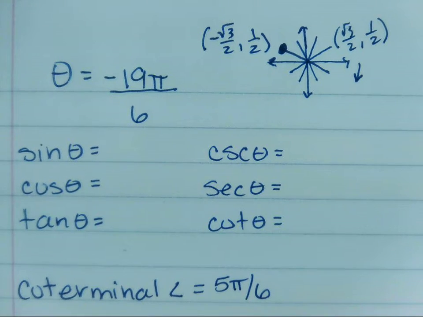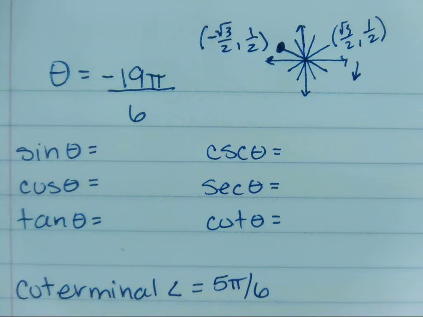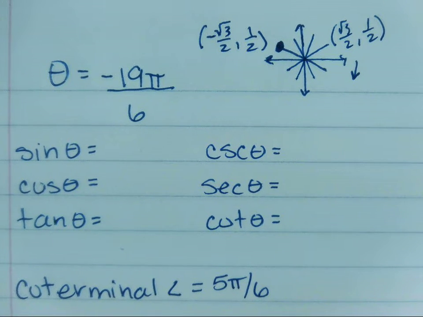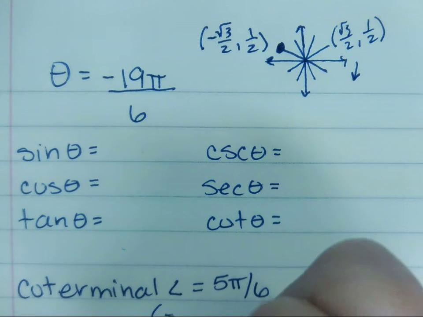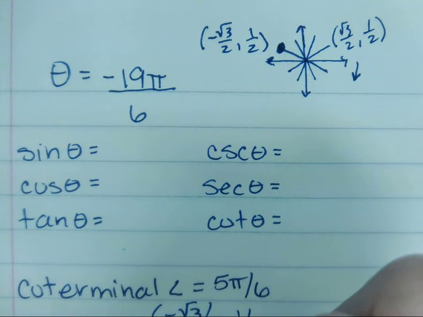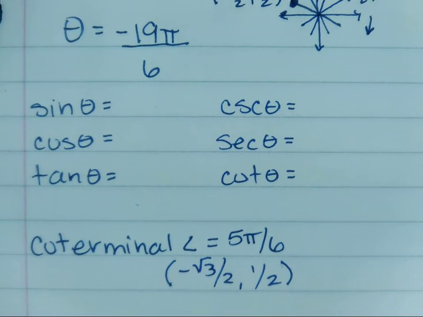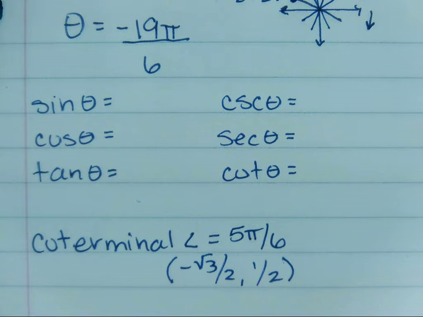Like if I actually look on my unit circle, that's the one that I'm going to see on my graph. Right? At that point is the coordinate negative √3/2, 1/2. So you're going to need to identify that coterminal angle, like where did I actually stop when I finally stop moving around negative 19 pi over 6.